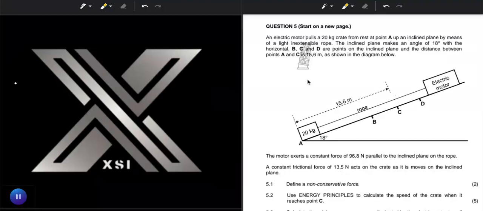Okay. So when I read the question here, it says an electric motor pulls a 20 kg crate from rest, up the inclined plane by means of a light inextensible rope, which means the tension is the same anywhere in this rope. Now the inclined plane makes an angle of 18 degrees with the horizontal. B, C, and D are points on the inclined plane, and the distance from A to C is as shown in the diagram below.